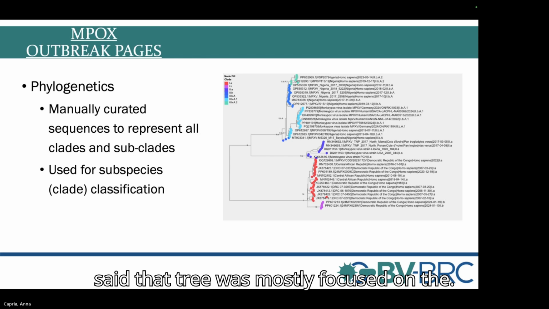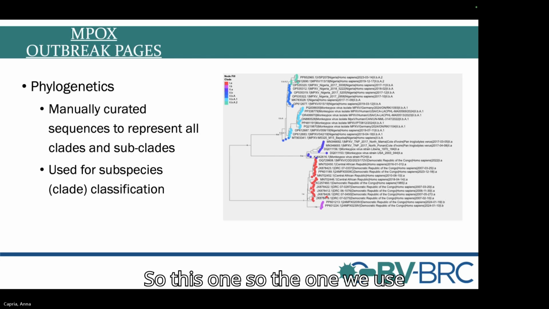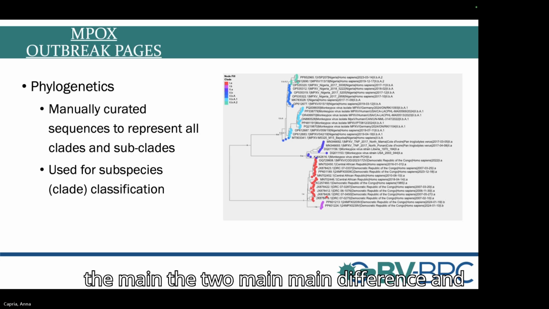Whereas in the case of the H5N1, as I said, that tree was mostly focused on the 2024 outbreak, so that tree is incomplete. So the one we use for subspecies classification is a different tree. So those are kind of the two main differences.